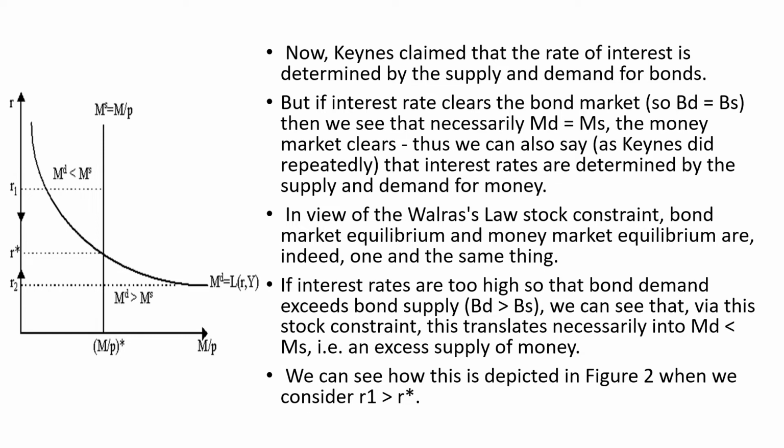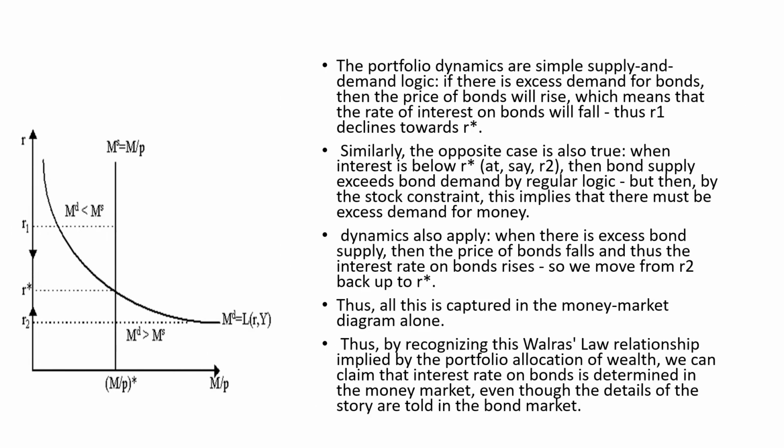In view of Walras law, bond market equilibrium and money market equilibrium are the same thing. If the interest rates are high, then bond demand would exceed bond supply via the stock constraint. And how this is depicted is given here in the figure, where R1 is greater than R star.